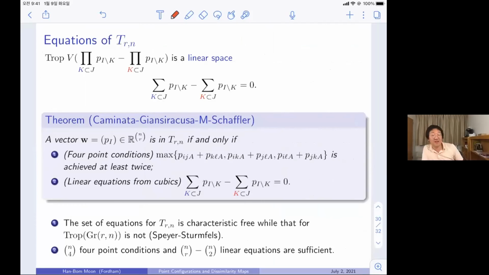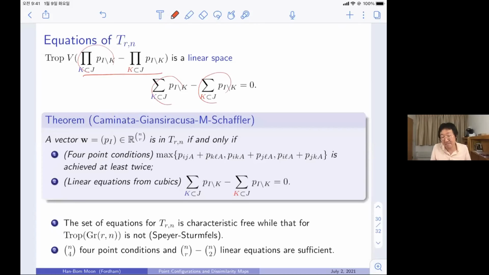Now let's think about the tropicalization of this defining equation, the tropicalization of the variety defined by this polynomial. The interesting thing is that this polynomial is a binomial, a difference of two monomials. So if you take the tropicalization, then all multiplications become addition.